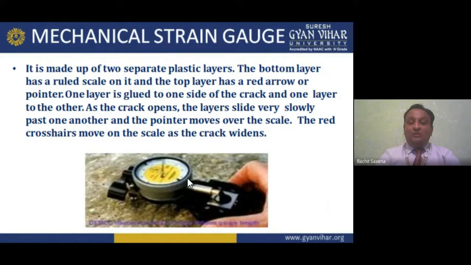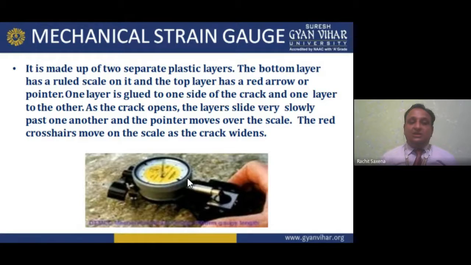As the crack opens, the layers slide very slowly, moving past one another, and the pointer moves over the scale. One is attached to this side, the other is glued to the other side. For example, if we have a crack and it opens like this, the layers slide very slowly past one another and the pointer moves over the scale.